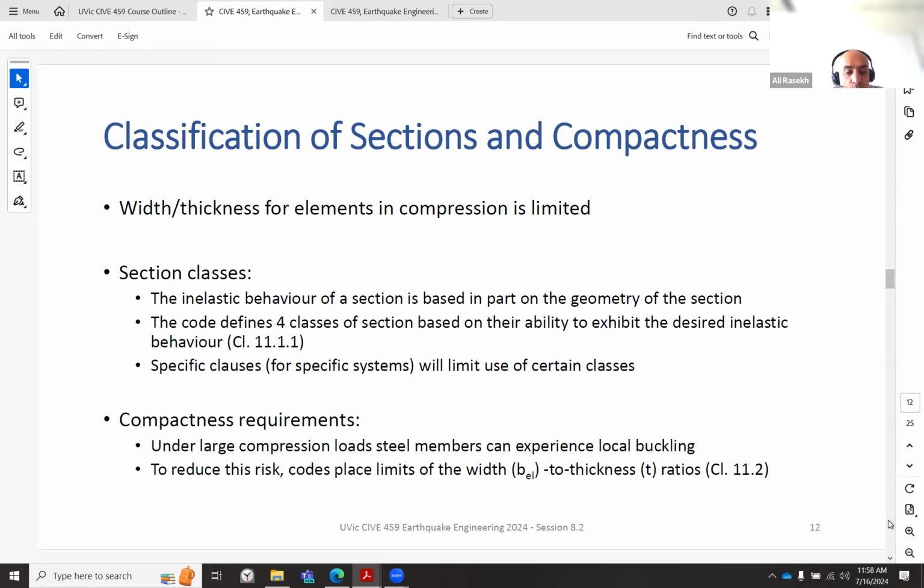classify, basically. Besides that, we have the compactness requirement, which is because under large compression load, the steel members can experience local buckling. That's to avoid the local buckling. And to reduce this risk, codes place limits on width to thickness ratios. This concept is in clause 11.2. So when you are reading your section 27, just revisit clause 11.1 and clause 11.2 to find out about the compactness and the section class.